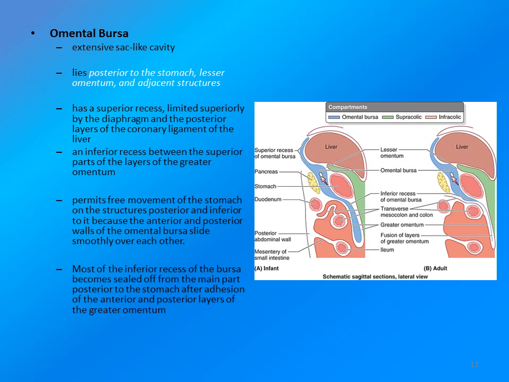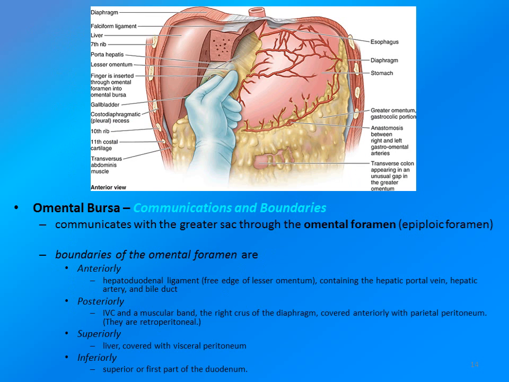It permits free movement of the stomach on structures posterior and inferior to it, and most of the inferior recess of the bursa becomes sealed off from the main part posterior to the stomach after adhesion of the anterior and posterior layers of the greater omentum. This omental bursa has various communications and boundaries.